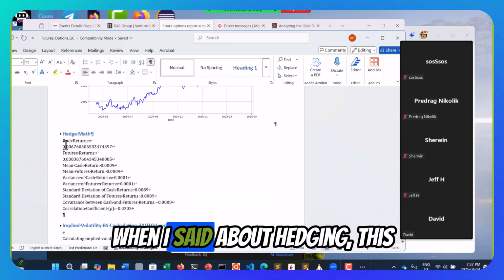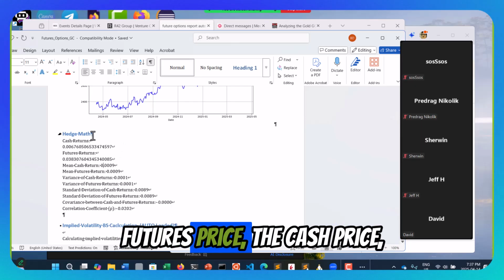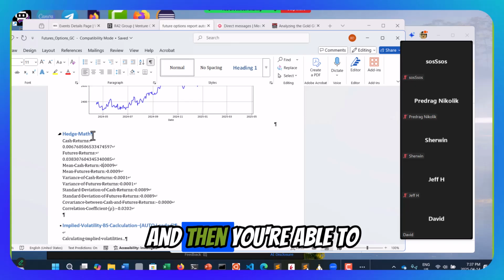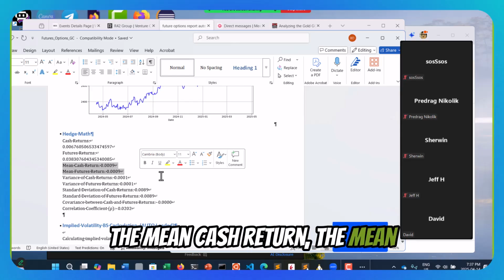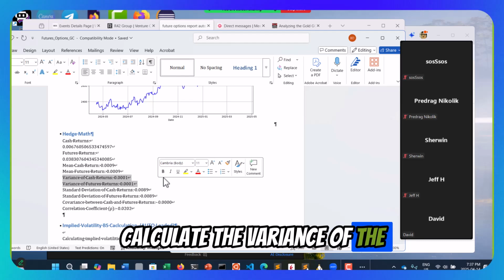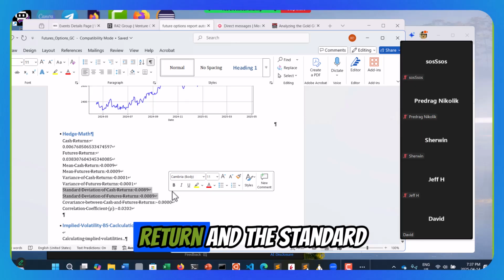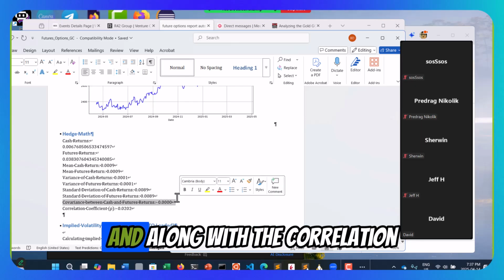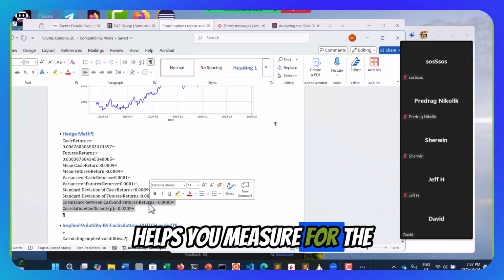The next thing, when I spoke about hedging, is the typical hedge math that you have. You have both the futures price and the cash price of the commodity, and you're able to calculate, measuring over time, the mean cash return and the mean futures price. You also want to calculate the variance of the two, the standard deviation of both the cash return and the futures price, along with the covariance between the two and the correlation between the two. That helps you measure for the futures market.